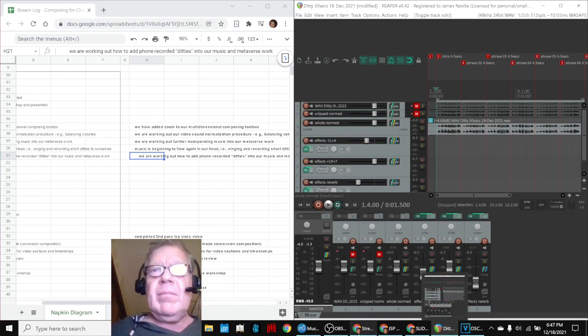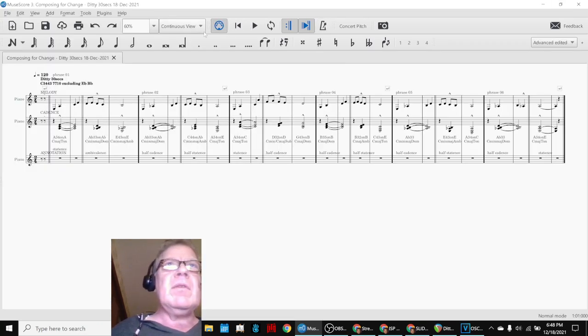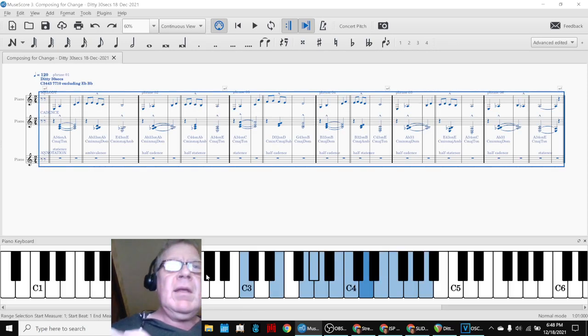And then, as we said before, we transcribed it and added the harmony. And probably what was most fun about this part was figuring out what key we were in. And when all was said and done, we said we're using C tonality. We're using C major and C minor.